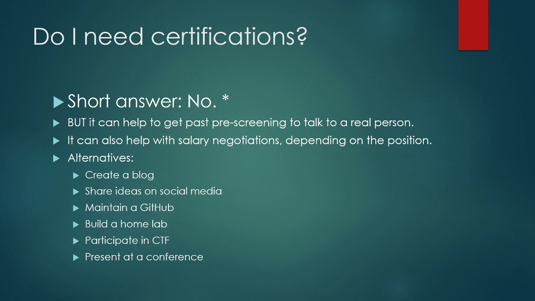So I list some things here. Create a blog, share ideas on social media, work your personal brand. Maintaining a GitHub, either being a major contributor or creating your own project, is a great way to get your name out. Building a home lab, right? You can get all the knowledge from a security certification by building your home lab. Participate in CTFs, even presenting at conferences or local talks like this one, is a good way to get your name out.